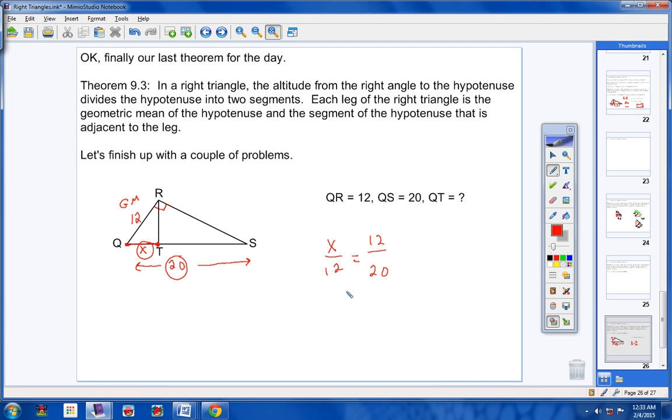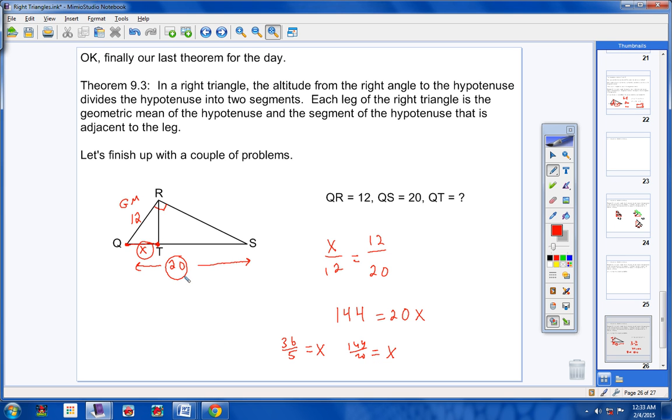Here we go. 12 times 12 is 144. 20 times X is 20X. Now we're going to divide both sides by 20. I believe we get 36 over 5 if we reduce it correctly. 4 goes into this 3 times, yes. So divide both sides by 20 and you'll get 144 over 20 equals X. And if you reduce that, you'll get 36 over 5. So there's the length of X.